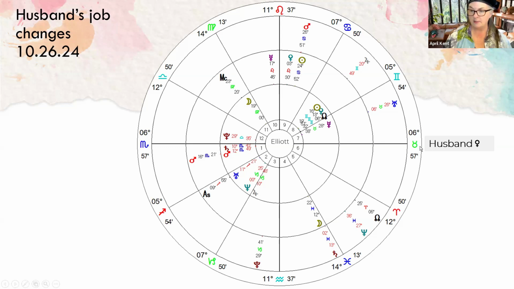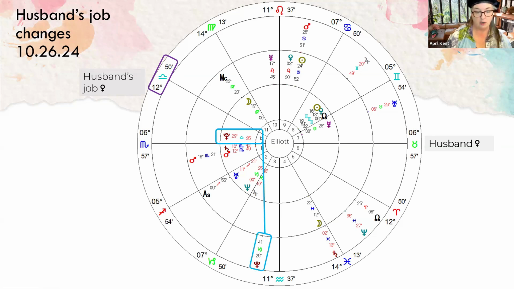So here is your husband's house, the seventh house. This is your chart with your secondary progressions and your transits. And so the husband is seventh house, which here is ruled by Venus. So that's going to be important here. Then if we want to find out about Elliot's husband's job, we go 1, 2, 3, 4, 5, 6. His sixth house has Libra on the cusp, which means it's also ruled by Venus. So that's step one to figuring out what's going on.